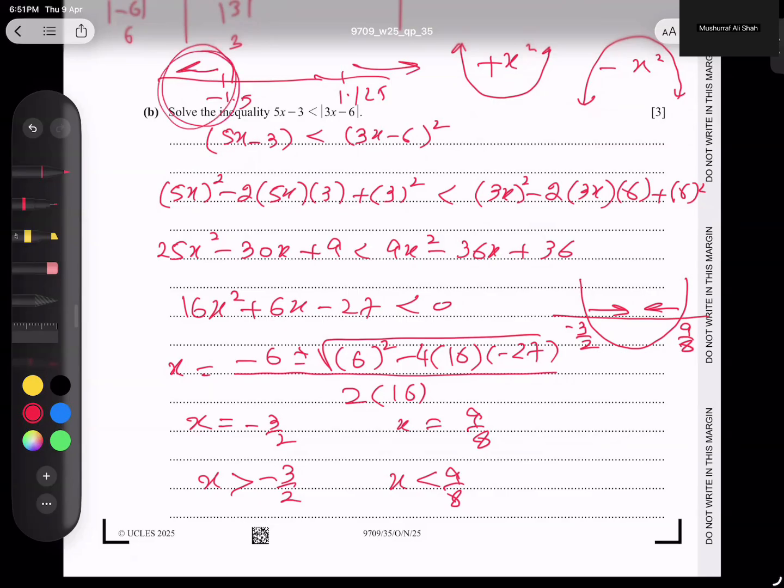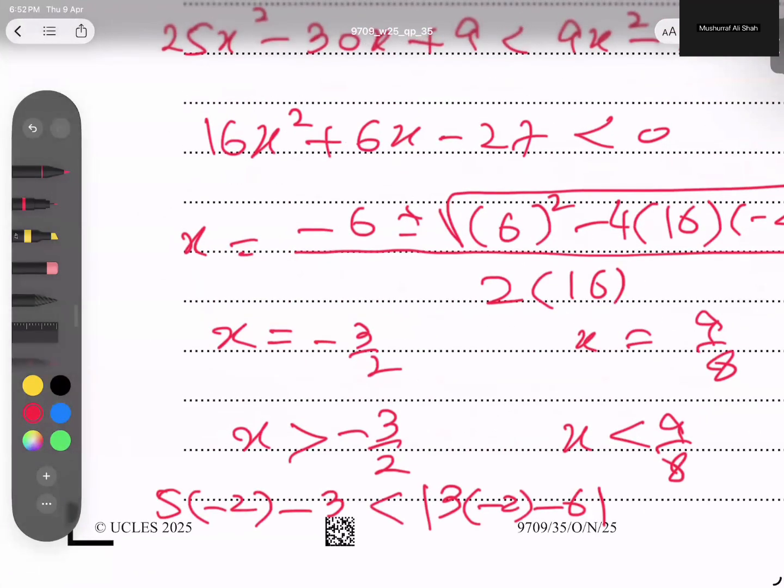So take any number lesser and plug it in the formula. For example, negative 2, I'm going to plug in this formula. Let's see what answer turns out to be. So when I plug in negative 2 in this formula, 5 times negative 2 minus 3, and 3 times negative 2 minus 6. Basically, I plug in all, and what is coming on the left hand side? Negative 13 on the left side, and on the right hand side I'm getting, let me check, positive 12. So negative 13 is less than 12.